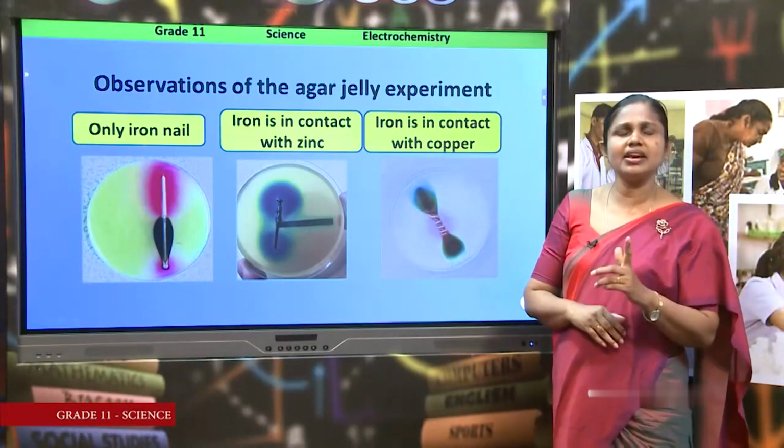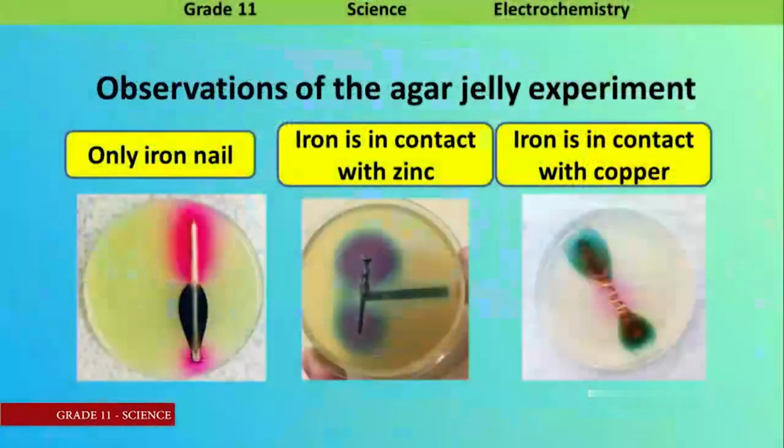This is the agar jelly practical. See, when only the iron nail is placed in this agar jelly, at one part of the iron nail, pink color appears. At the bottom part, dark blue color appears. That means in the dark blue area, ferrous ions must be available, so iron has oxidized. In the pink area, hydroxyl ions must be available, which means a reduction reaction has taken place in that area.